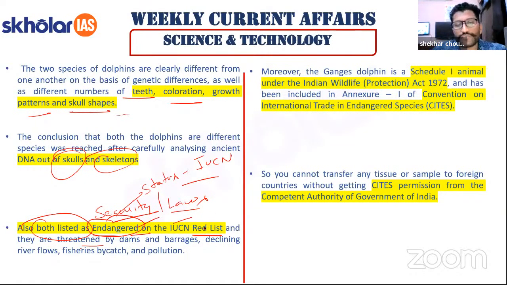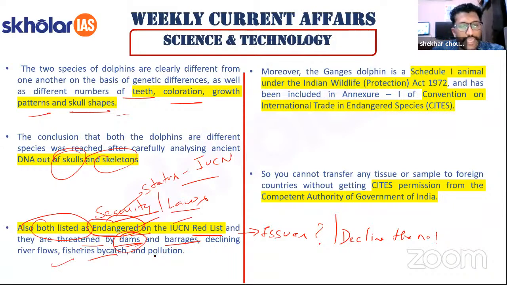And what are the problems? What are the issues? Why is there a decline? There is a continuous decline in the number of these, and they are facing a lot of challenges, particularly man-made challenges. Number one is dams. Number two, barrages, declining river flow, fisheries bycatch, and pollution.